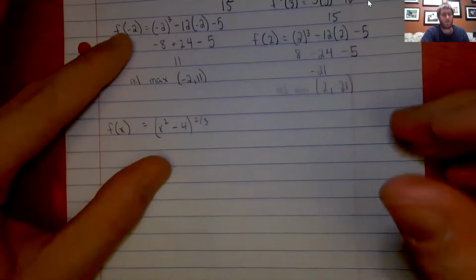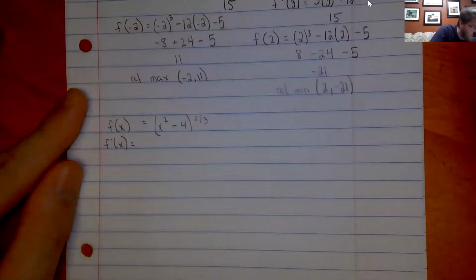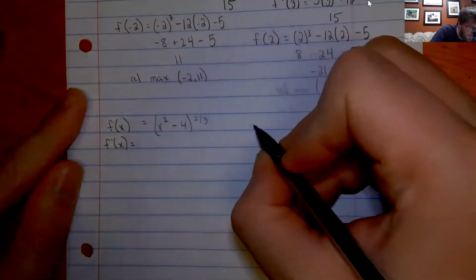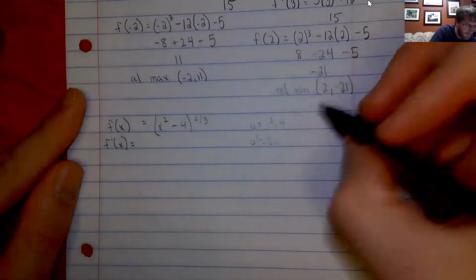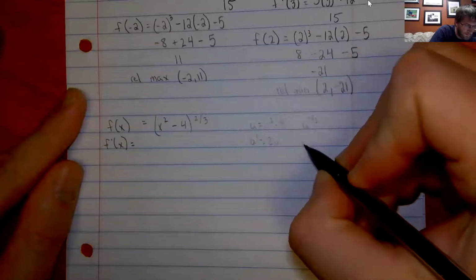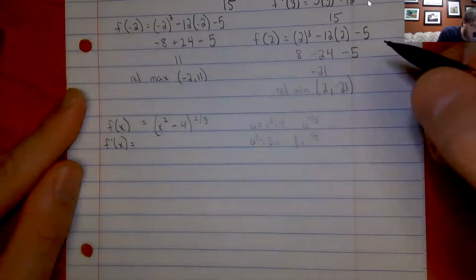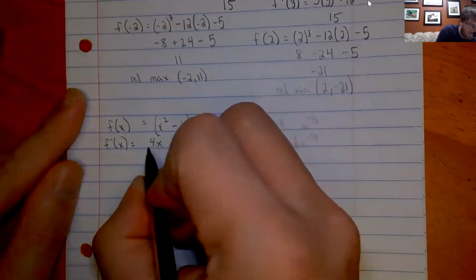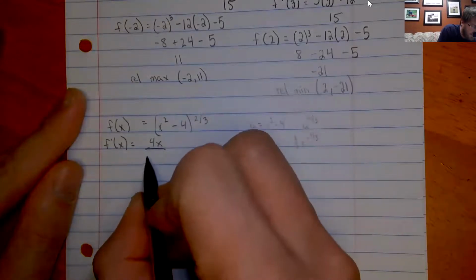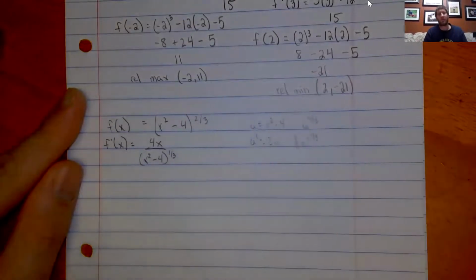All right. So for this one, in order to find our derivative, we're going to have to use the chain rule. So if u is the inside, the derivative is 2x. U to the 2/3, the derivative is 2/3 u to the negative 1/3. So my actual derivative here, if I multiply these together, is going to be 4x over my inside x squared minus 4 to the 1/3, just moving this to the bottom to make it positive.